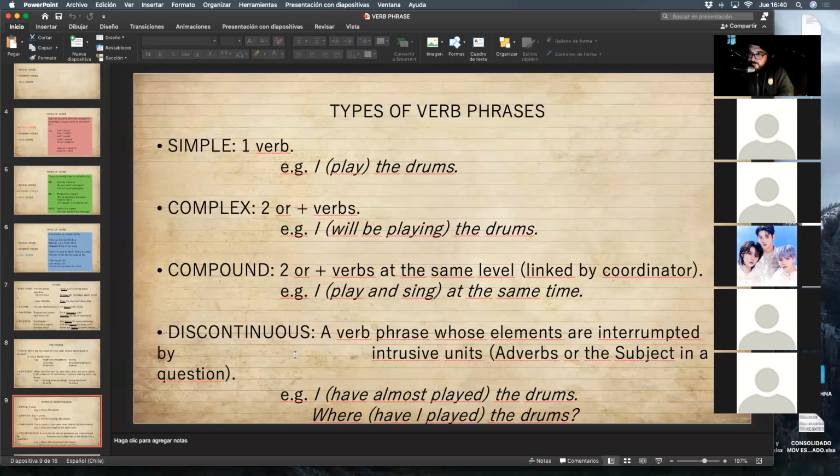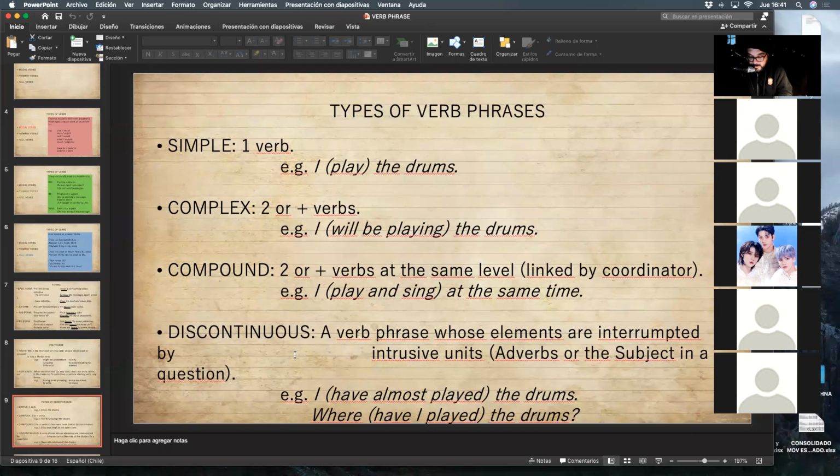You can have them if they are linked or joined by the presence of a coordinating structure, right? By a coordinator, a fanboy, right? The words and, or, but, for, yet, so, nor. Like in the example, I play and sing at the same time. That's a compound verb phrase because there are two verb heads and they are linked by the presence of the coordinating conjunction and.